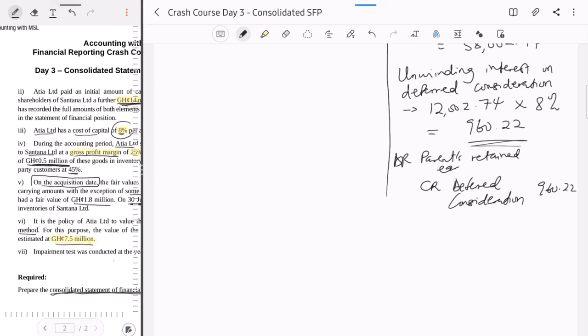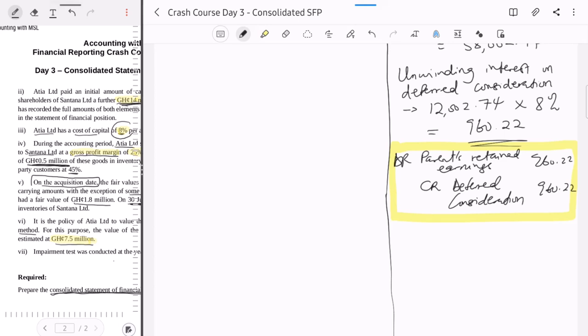retained earnings. Why? It is a parent who promised to pay this deferred consideration. So the effect of what? The effect of the time value effect or the effect of unwinding. This is essentially an interest cost or a finance cost. The parent must bear that finance cost because it's essentially a financing arrangement, right? I'll pay you in future, but let me have control of you today. So it's like they've promised you something in future, but they're already having the benefit today. So they must incur the cost that comes with that as well. So this is to record the deferred consideration.